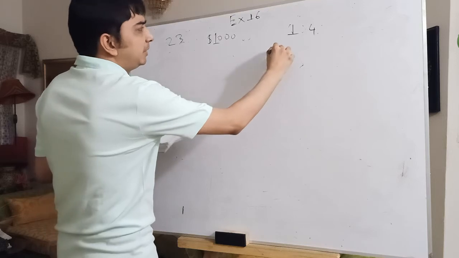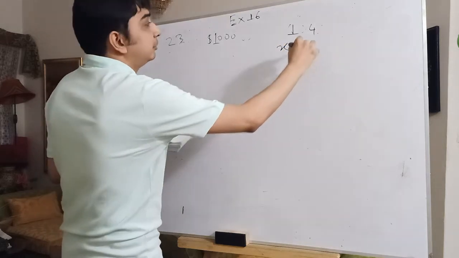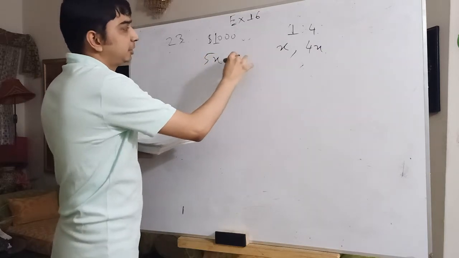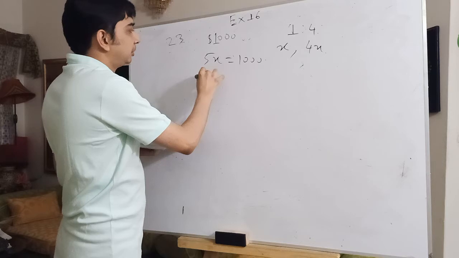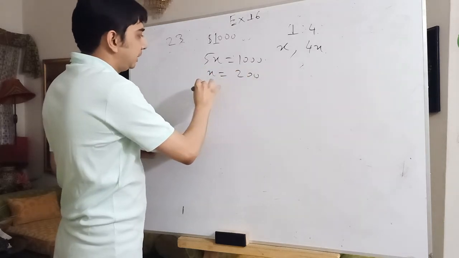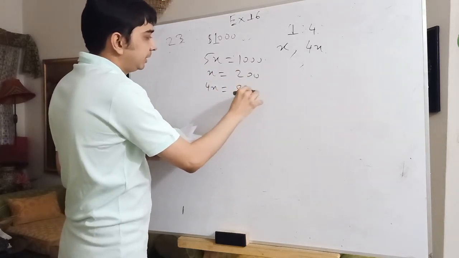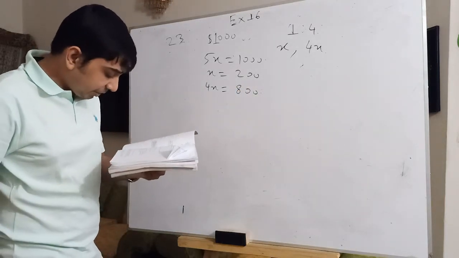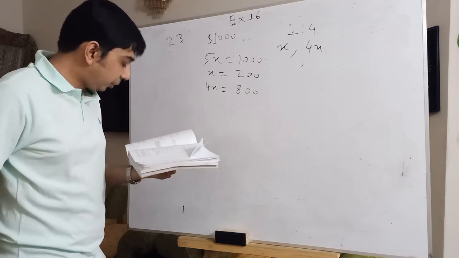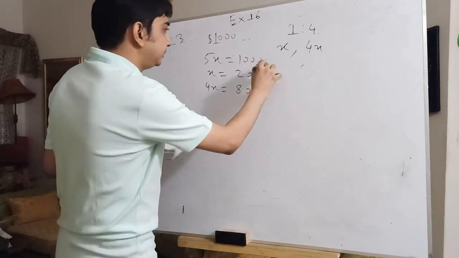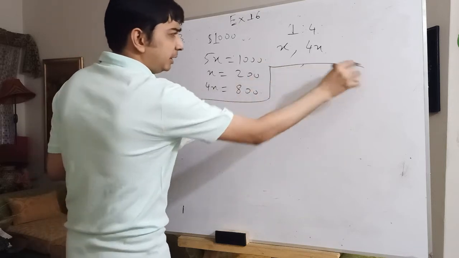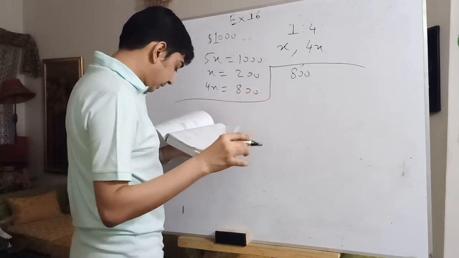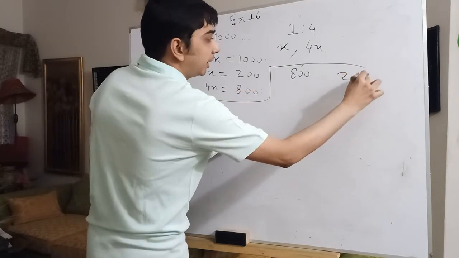So you can say the man receives x dollars and the woman receives 4x dollars. So 5x is equal to 1000. So the man receives $200 and the woman receives $800. That is the first part. Then the woman shares her part between herself, her mother, and her daughter. The part that the woman receives, 800, is shared between herself, her mother, and her daughter in the ratio 2:1:1.